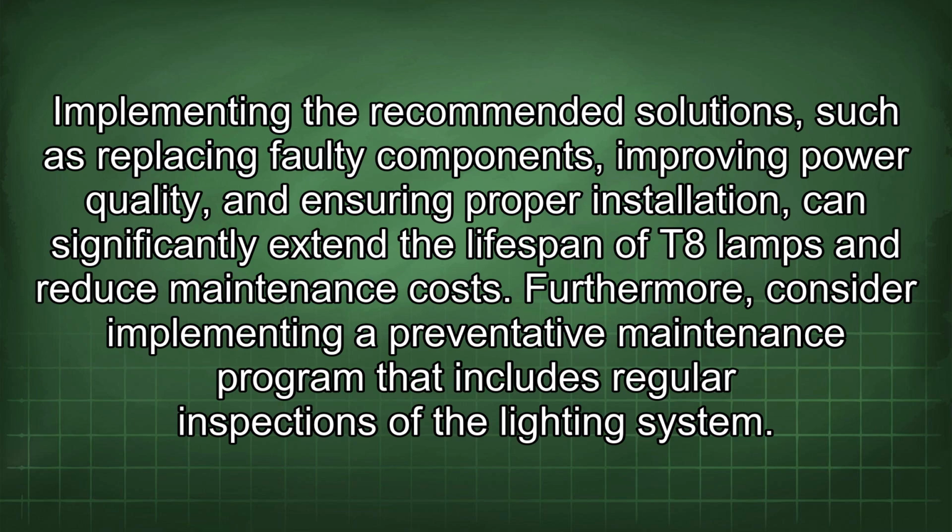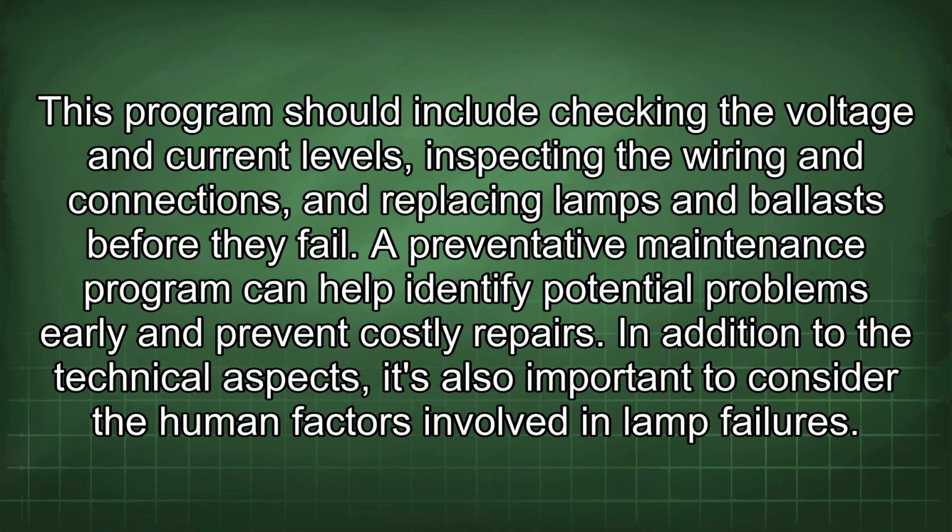Furthermore, consider implementing a preventative maintenance program that includes regular inspections of the lighting system. This program should include checking the voltage and current levels, inspecting the wiring and connections, and replacing lamps and ballasts before they fail. A preventative maintenance program can help identify potential problems early and prevent costly repairs.